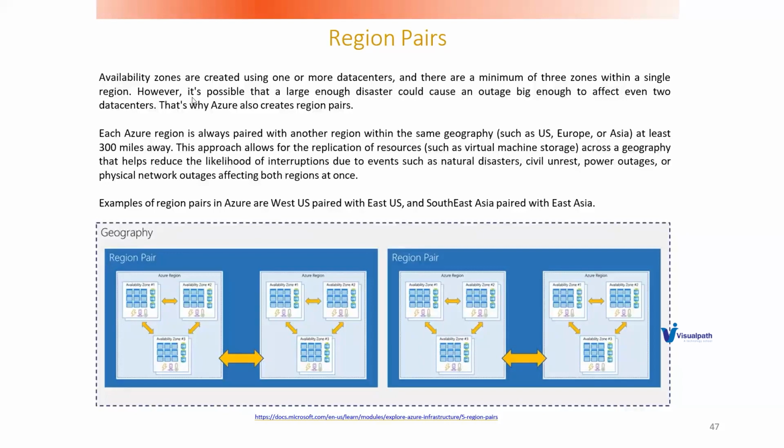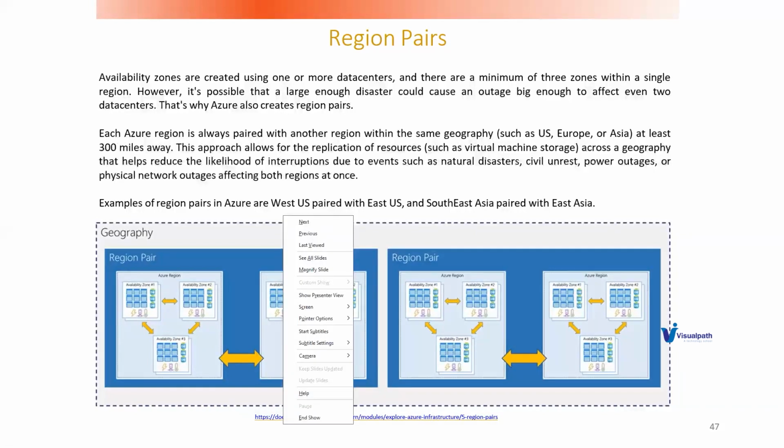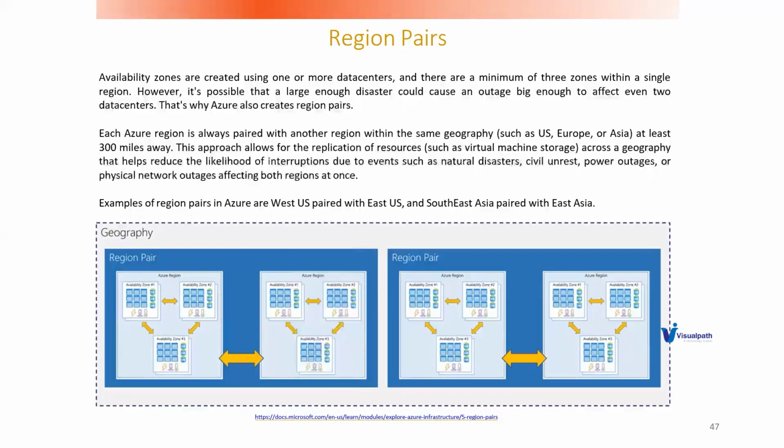However, it is possible that a large enough disaster could cause an outage to affect 2 or more data centers. That's why there will be one more thing that will be created, which is nothing but your region pairs. We need to understand what is a region pair here. First, I'll tell you what a region pair is, and then we'll go ahead into the other things.